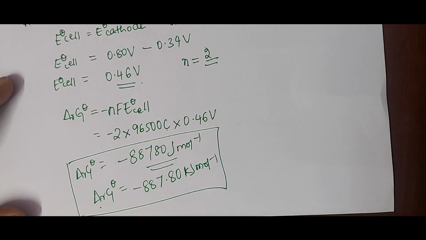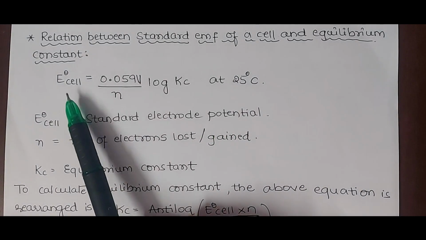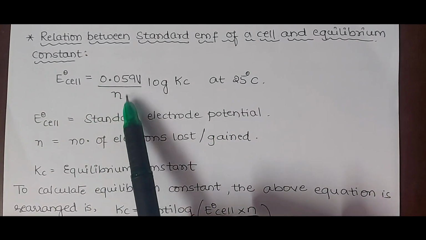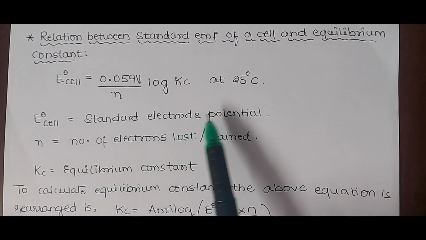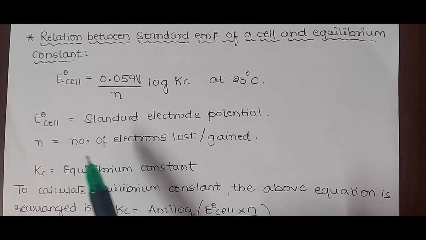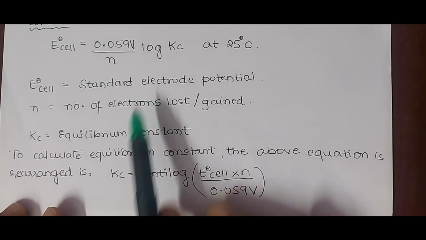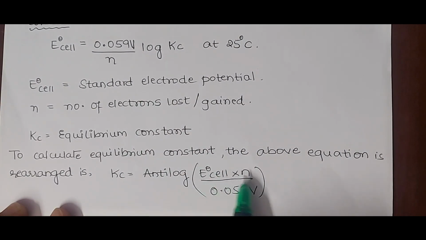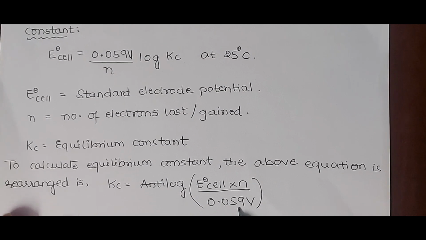How do we calculate it? Standard EMF of a cell and equilibrium constant are related by the equation E naught cell equal to 0.059 volt by N log Kc at 25 degrees Celsius. As we know already, E naught cell is standard electrode potential, N is the number of electrons lost or gained, and Kc is equilibrium constant. To calculate equilibrium constant, we can rearrange the above equation as Kc equal to antilog of E naught cell into N divided by 0.059 volt. Now using either this or this equation, we'll solve the problems on equilibrium constant.